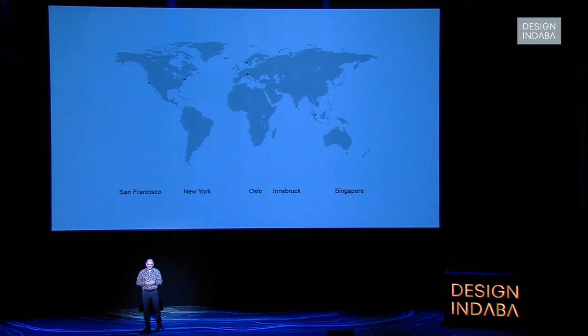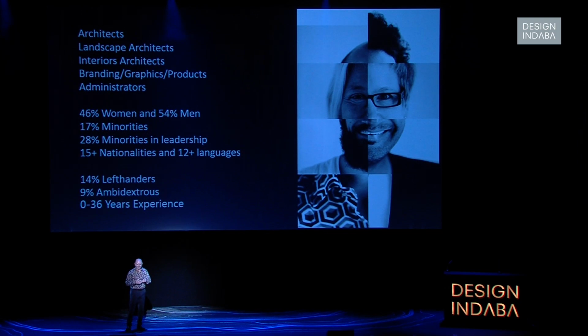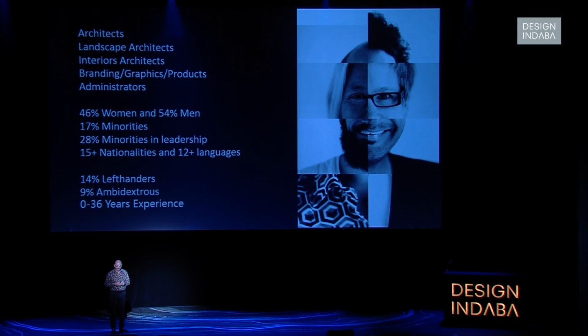We have a number of studios. We like to be close to where we work, so we have a studio in Oslo and New York and San Francisco, and we have a wonderful group of people, each developing their work in these places, a wide range of cultures. We're architects, landscape architects, interior architects, branding and graphic designers. We strive to hold as close as possible 50% male and 50% female workforce. We try to keep different ethnicities alive and thriving in our practice. We have 15 nationalities working with multiple languages. We're proud to say we have 14% left-handers in our company, so yeah. We're working on getting that higher, but I have tried to write with my left hand.